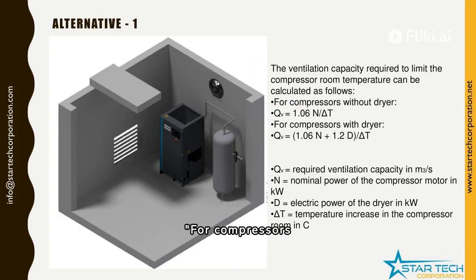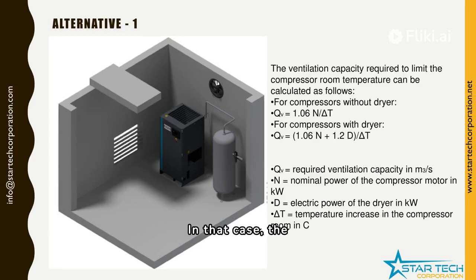For compressors without a dryer, the formula is simple. The required ventilation capacity, QV, is calculated using this formula. QV equals 1.06 times the nominal power of the compressor motor, N, divided by the temperature increase, delta T, in the compressor room. But what if your compressor has a dryer?